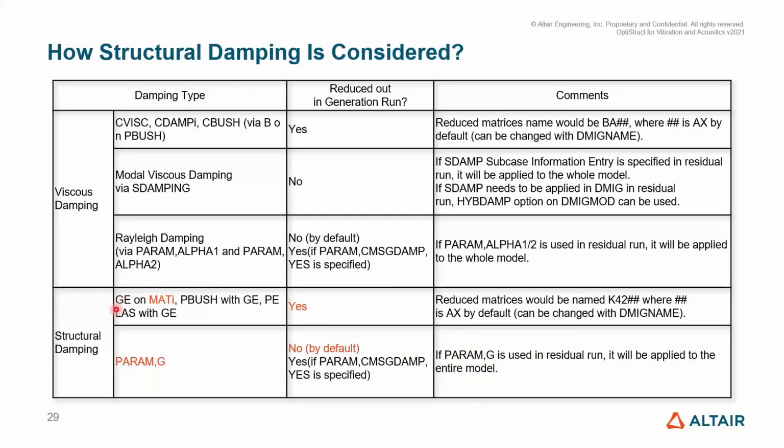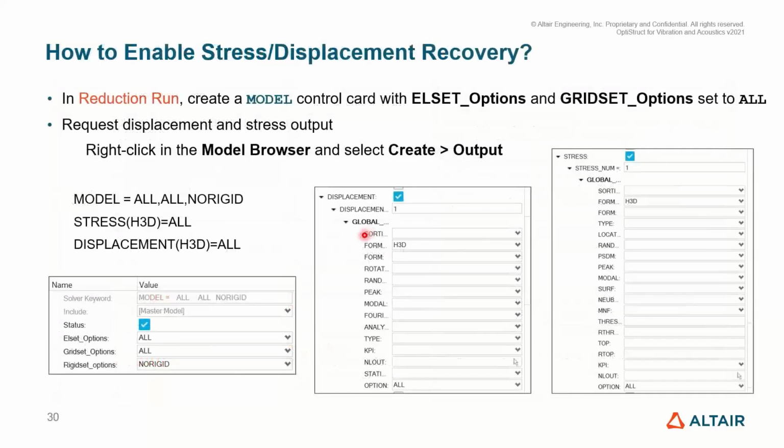Damping, I want to highlight that by default, PARAM G is not reduced. If we have this class specified, it can be reduced. The global damping can be applied in the entire model in the residual run. And to enable stress and displacement recovery, we need a model card and a stress displacement output request card.